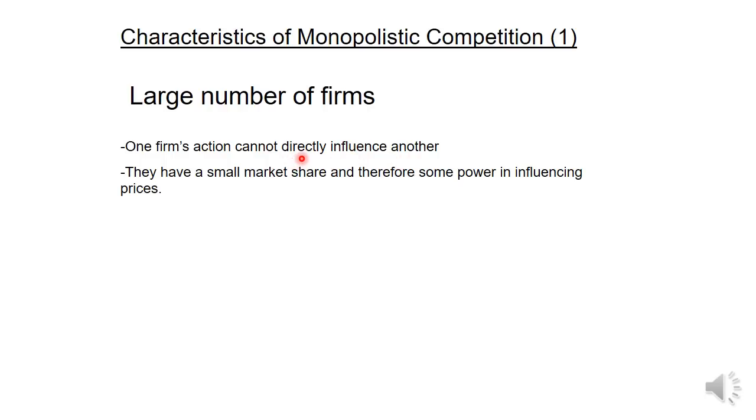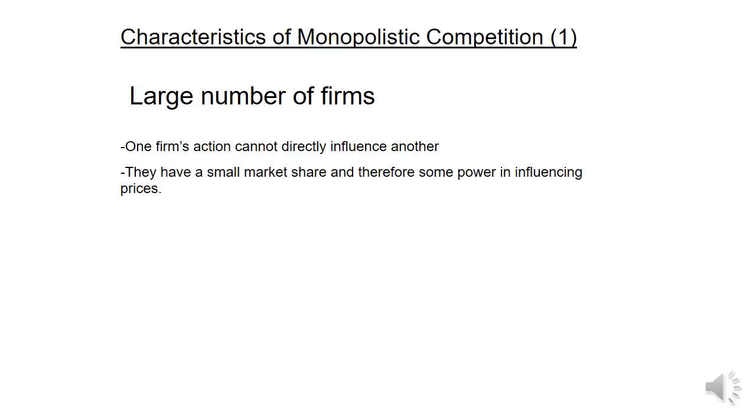But what is different is that now every firm has a small market share. Even though there are a large number of firms, every firm has some small share, and therefore they can influence prices in some ways. They have some power. Very little, but still some power.